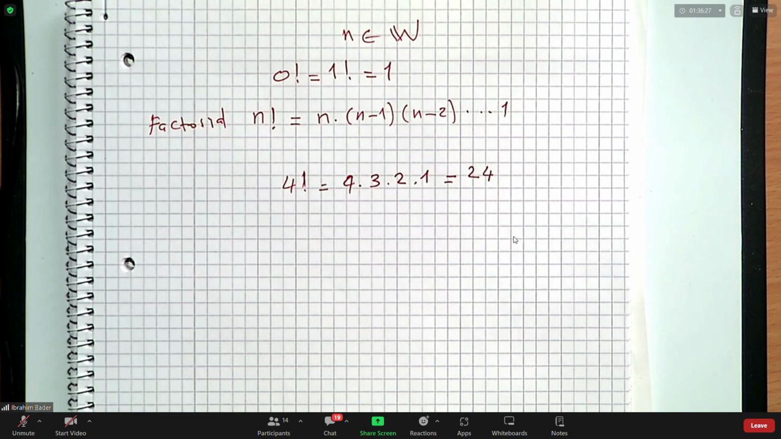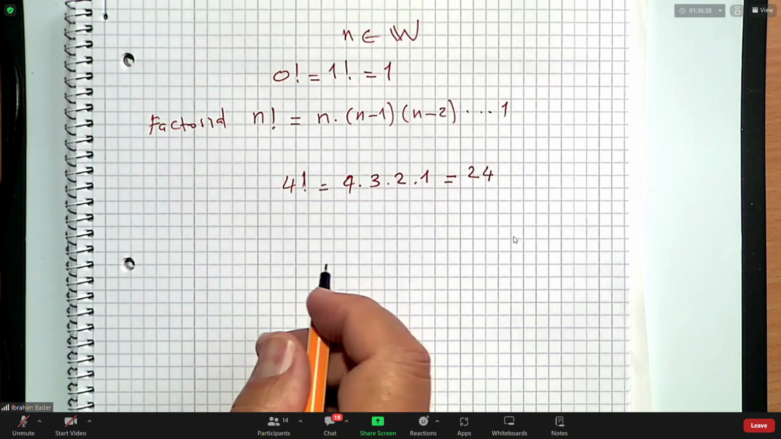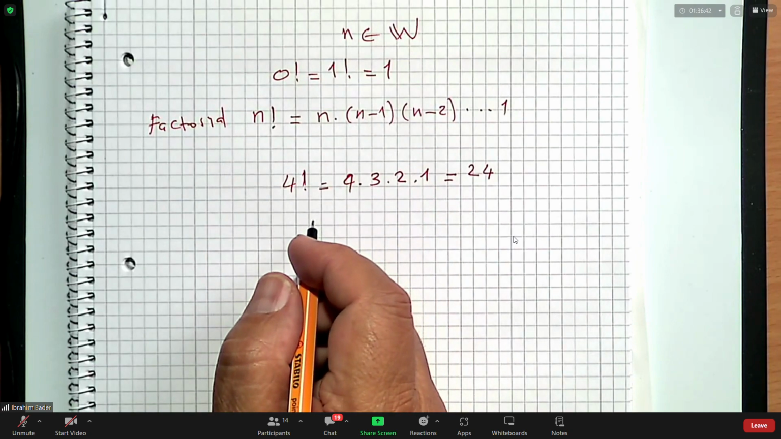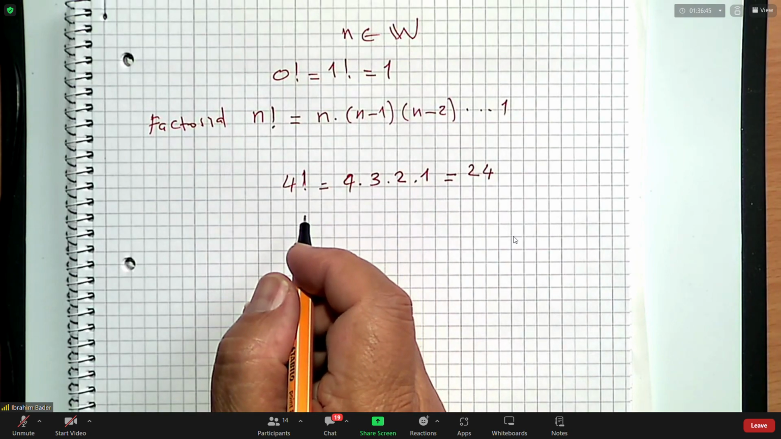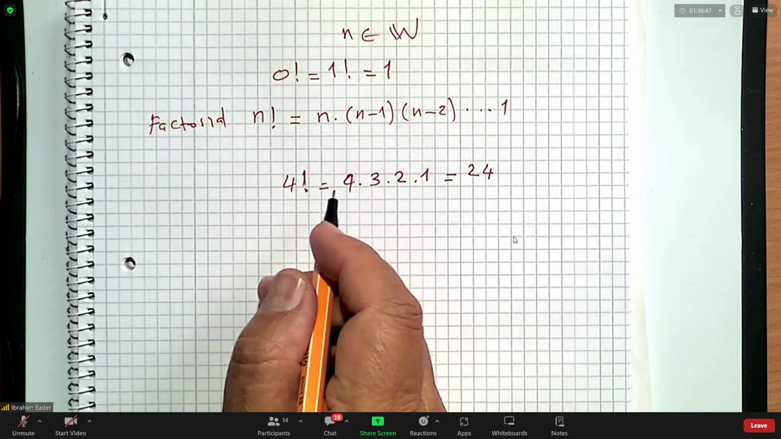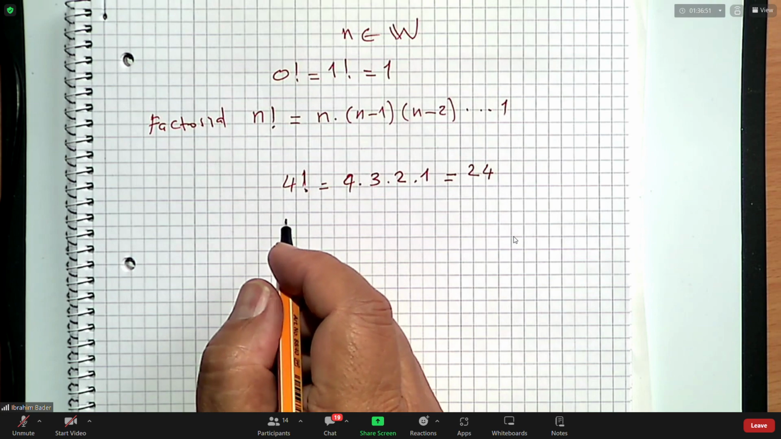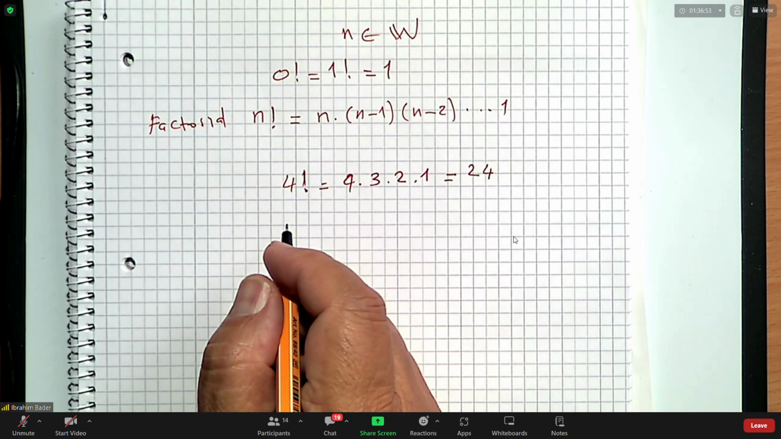I think I mentioned that when we talked about the power set. It's related to combinations and permutations. But anyway, in computer science, it is defined using the so-called recursive algorithm.